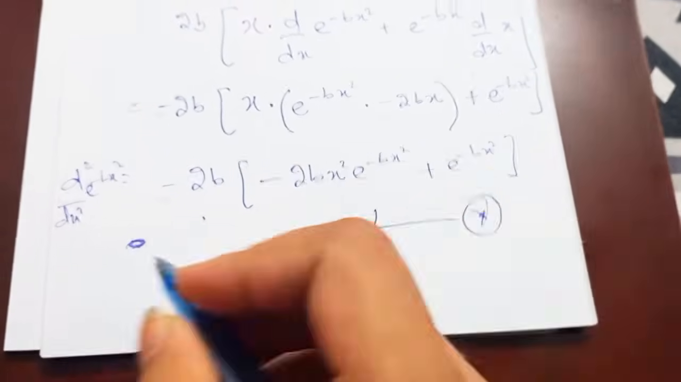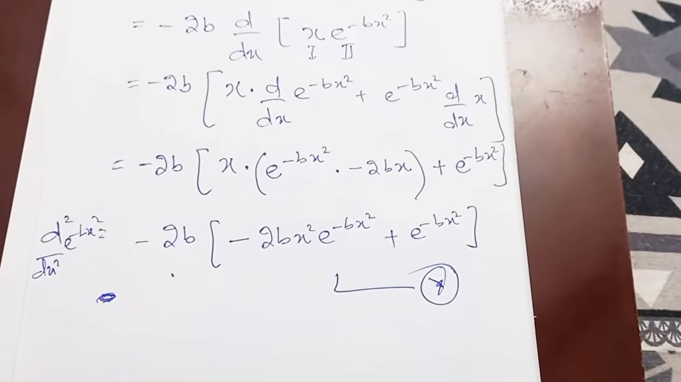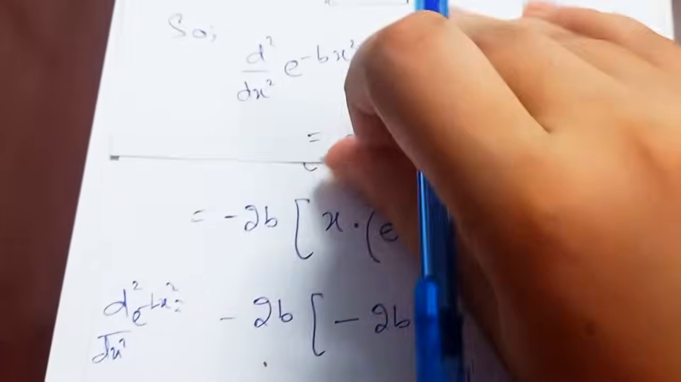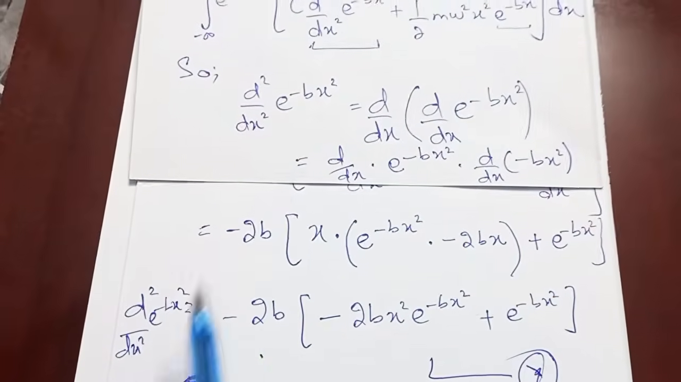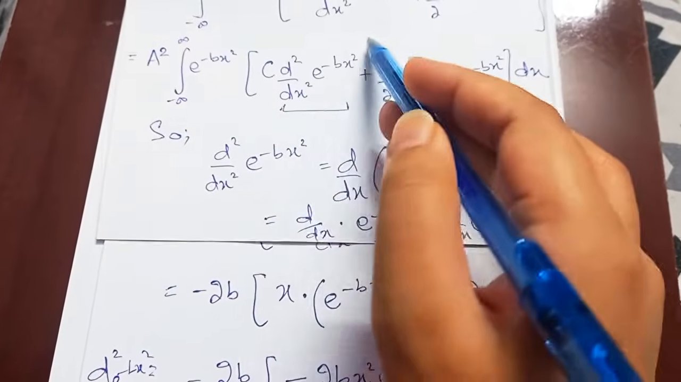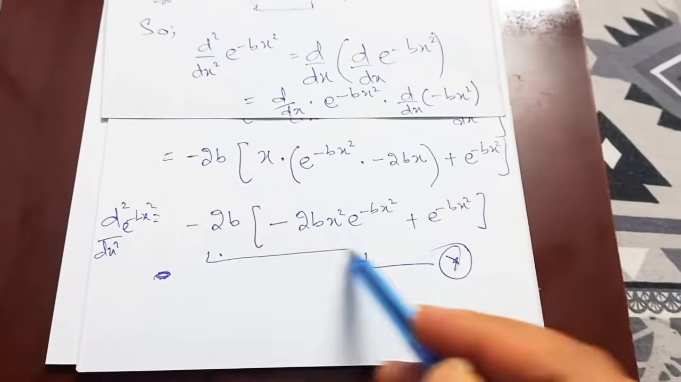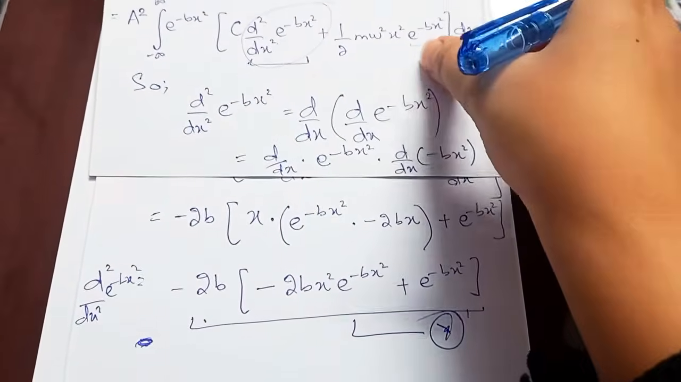So let's put it back into the equation that we were solving. Here it is, we will put this value of this double derivative of e to the power minus bx squared, this term right here, in place of it we'll put this value. Okay, let us do that now.